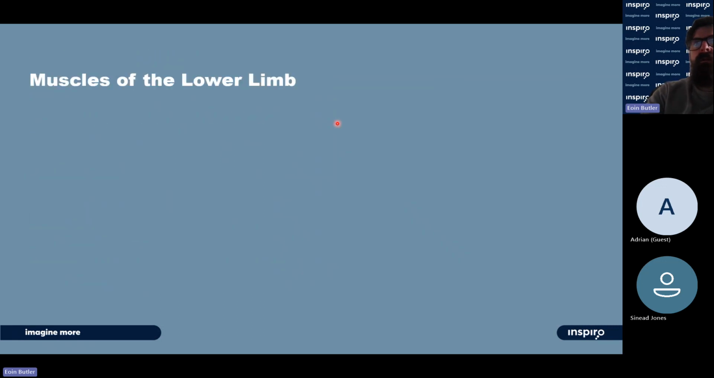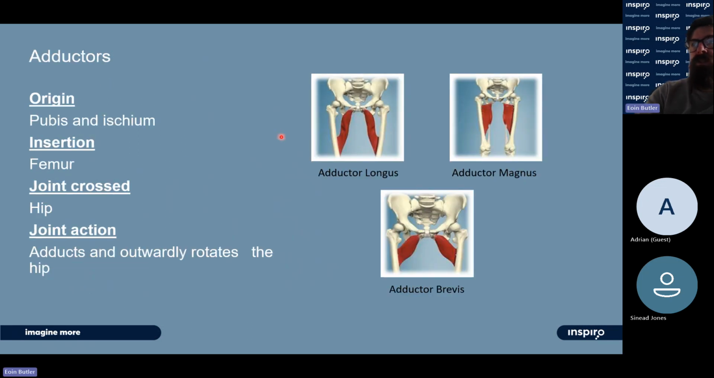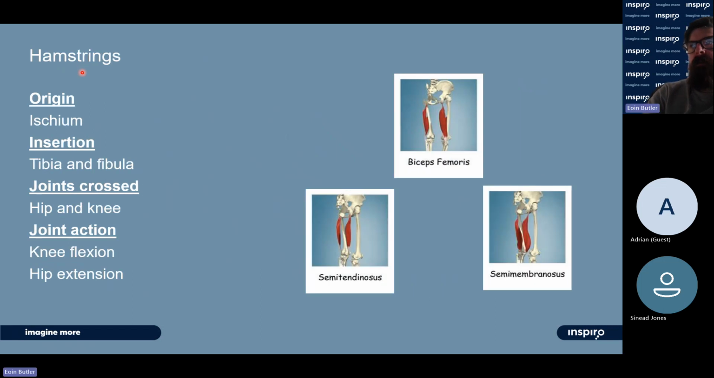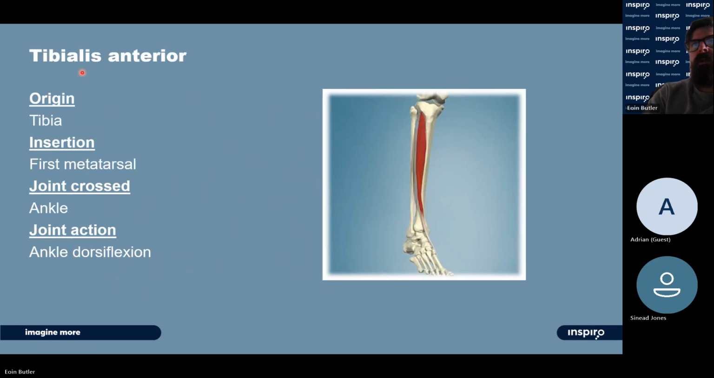Similarly with gluteals, you need to know gluteus maximus and abductors. Both of those say gluteus minimus, change that. So gluteus minimus and gluteus medius are your abductors. All you need to know is gluteus maximus and abductors. The adductors, there are three of them. You just need to know adductors. Okay with that? Hamstrings, quadriceps, that's all you need to know.